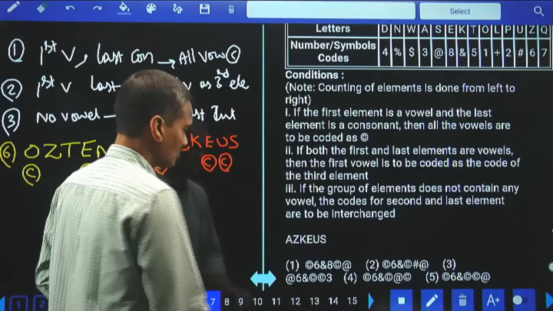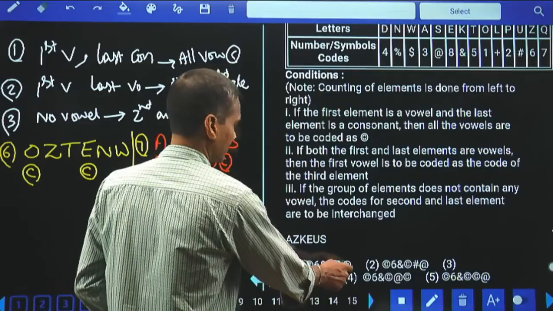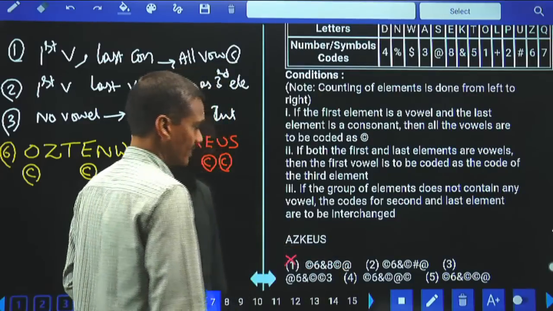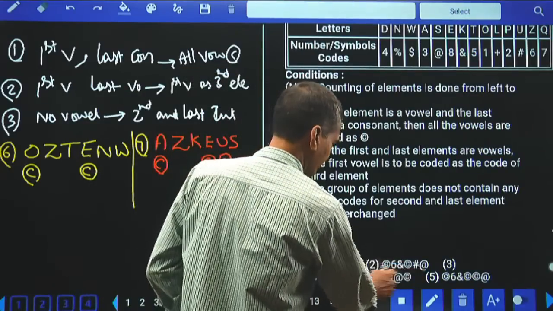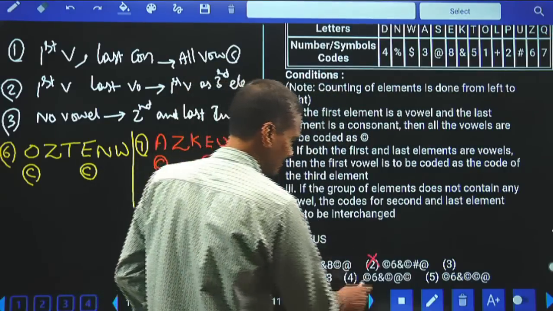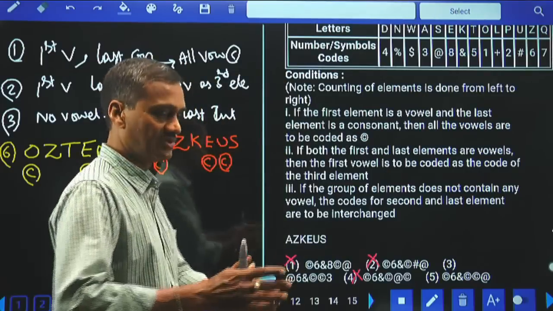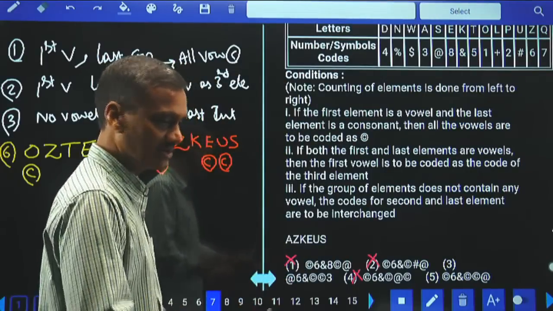Among the given choices, choice 1 is ruled out because first is copyright and 4 is copyright, but 4 is not copyright. And here 1, 4 is copyright, but 5 is not copyright. 2 is ruled out. Now choice 3 is valid. 4 is ruled out. Hence now we were left with between 3 and 5.